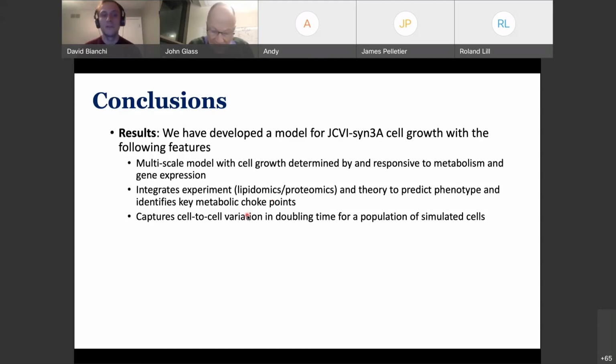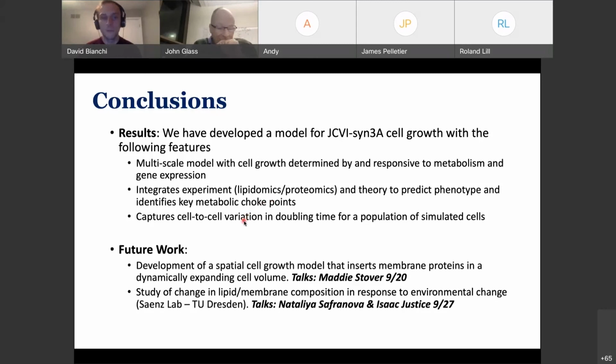And then we can capture cell-to-cell variation, which my colleagues will talk about a little bit more in their talks later today. In future work, we hope to develop a spatial growth model that inserts membrane proteins at specific locations in the cell as the volume of the cell is dynamically expanding. My colleague Maddie will be speaking about that later today. And then on the experimental side, studying how that membrane composition changes in response to introduction of a new medium or temperature changes. Natalia and Isaac from the Sands lab will be talking about that next Monday.